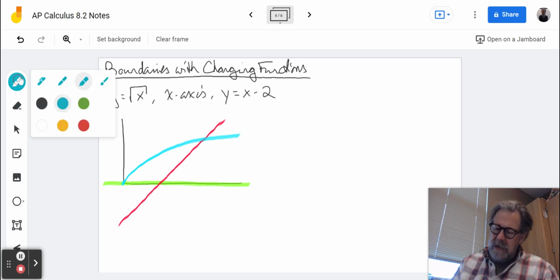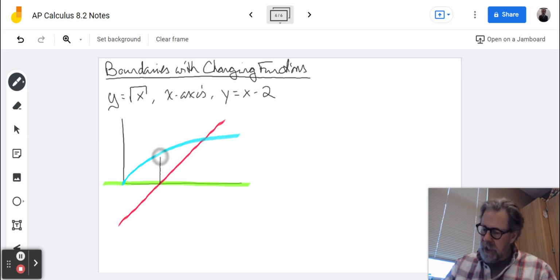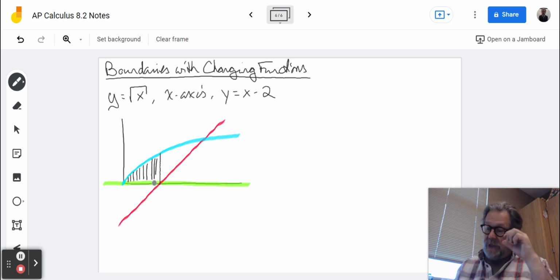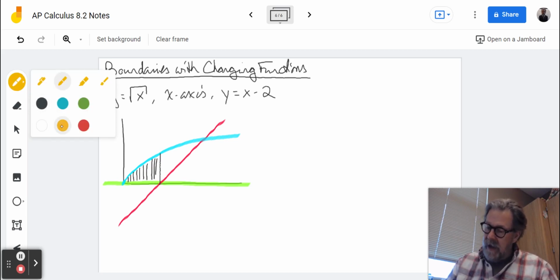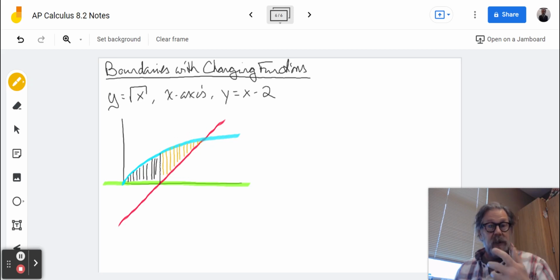So what we want to do on this is just go ahead and split this into two completely distinct regions. We're going to split it right there because the area of this will be square root of x minus 0. And the area of this will be square root of x minus 2. So what we need now is three boundaries.